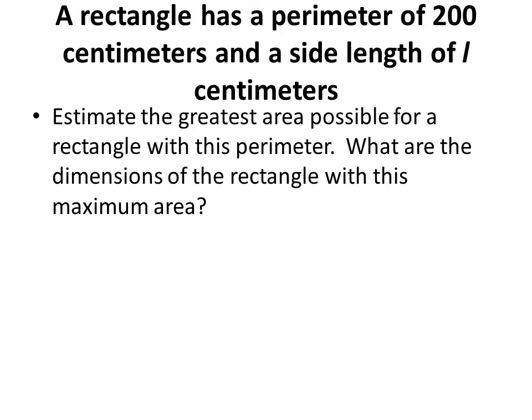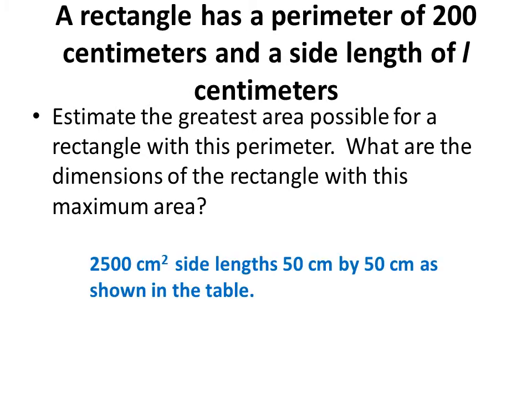Same question. Estimate the greatest possible area for the rectangle with this perimeter. What are the dimensions of the rectangle with this maximum area? Remember, rectangles with a maximum area are better known as squares. So 2500 square centimeters is the maximum area with dimensions 50 by 50, because they had to add up to 100.